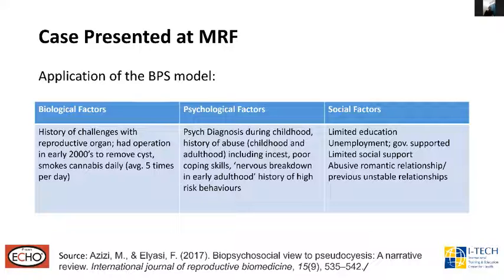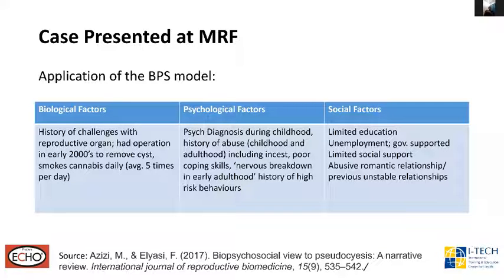The social factors would be limited education and unemployment. She and her partner are government supported, with limited social support and an abusive romantic relationship. And she has a history of previously unstable relationships. So this client meets all of the criteria for an individual who has certain prerequisites to develop pseudocyesis. This client seems to have most, if not all of them.